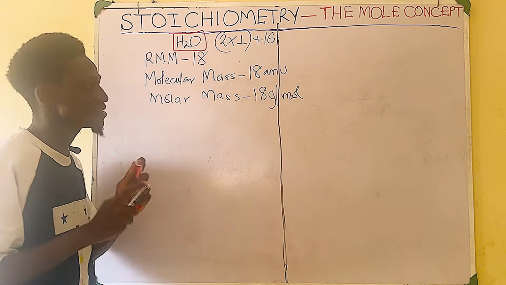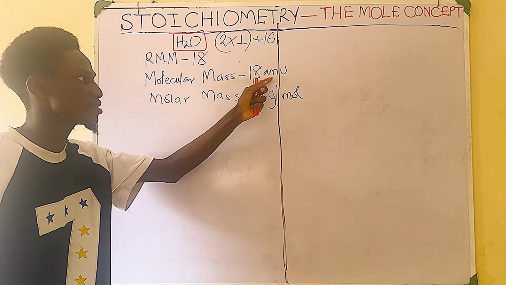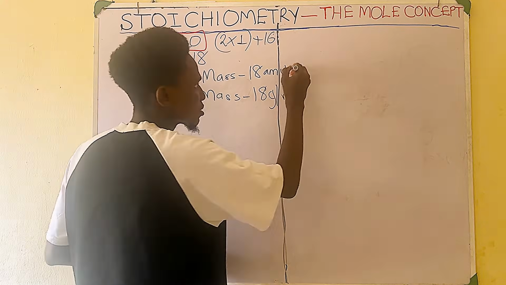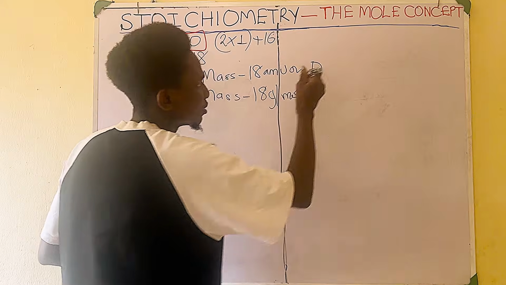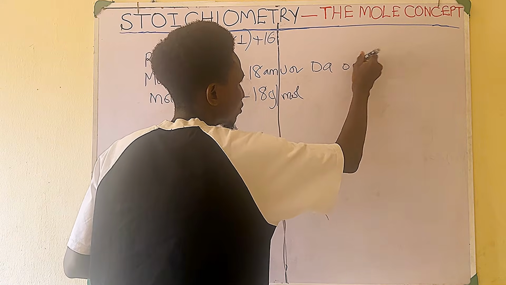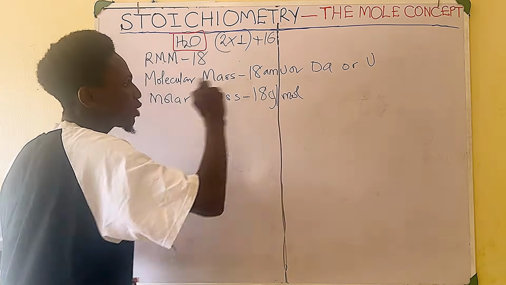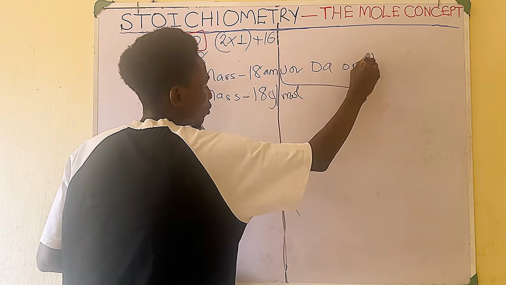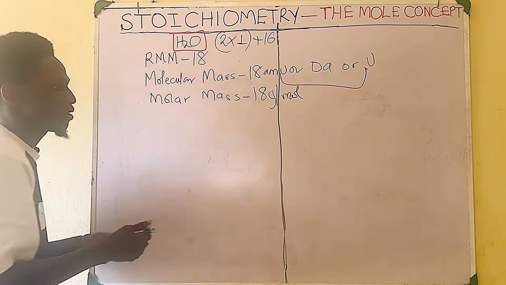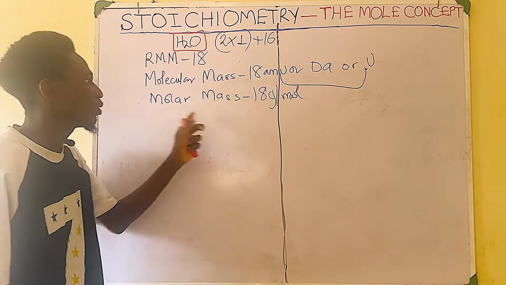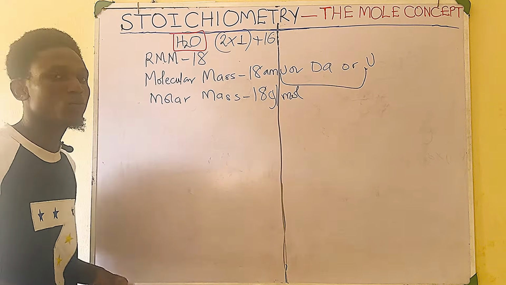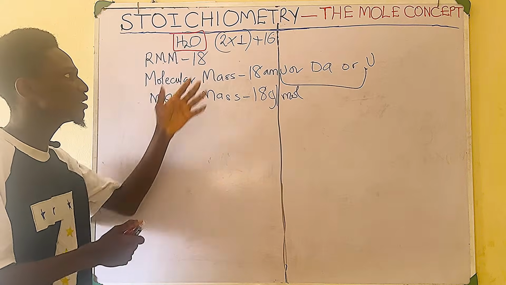The only difference is that this one does not have units. This one has units as AMU or Daltons. The symbol for Daltons is Da, and AMU can be presented as u for short. So either 18 AMU, 18 Daltons, or 18 u. Then molar mass is 18 gram per mole. So this is the distinction between these three.